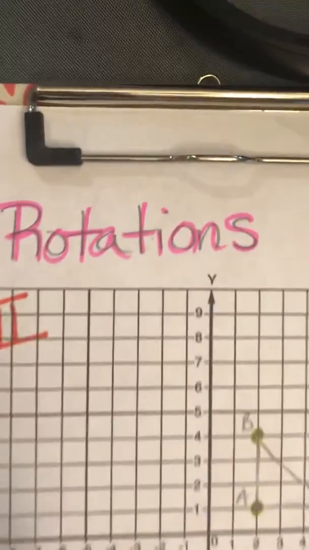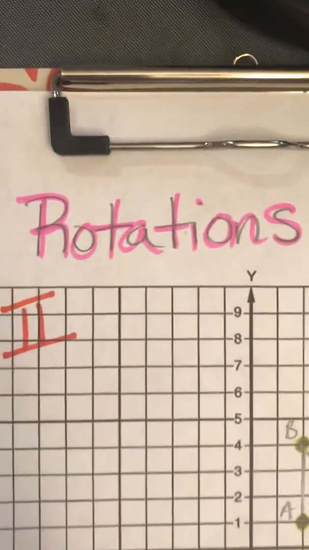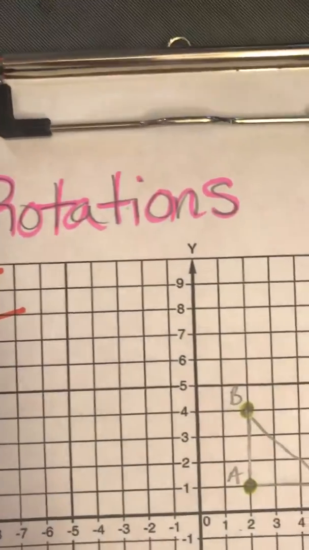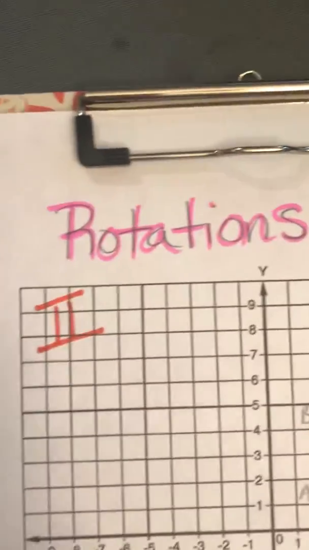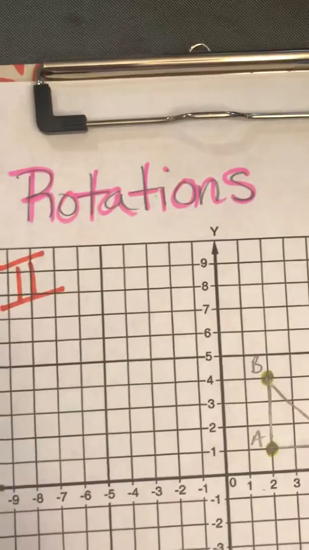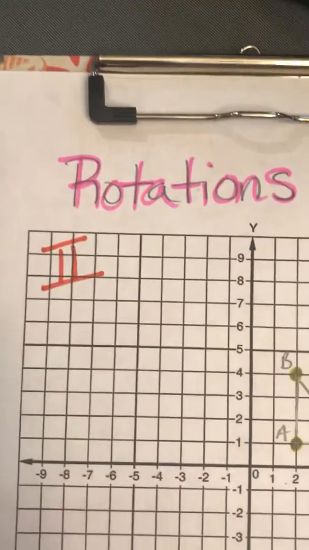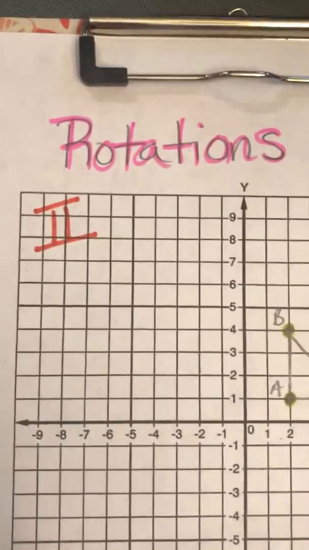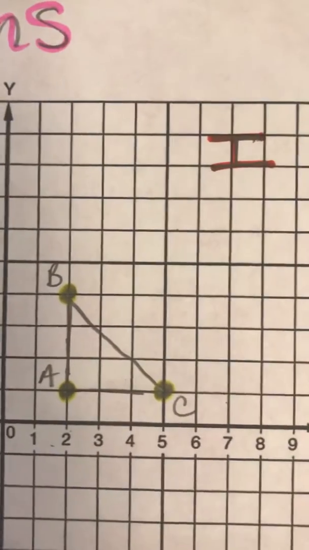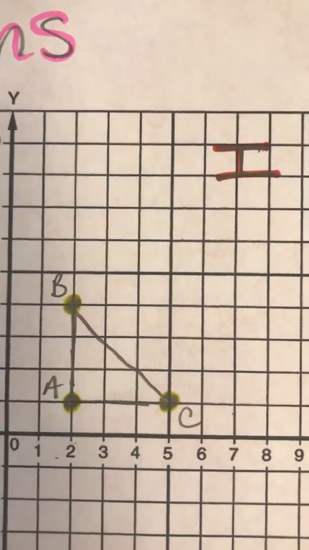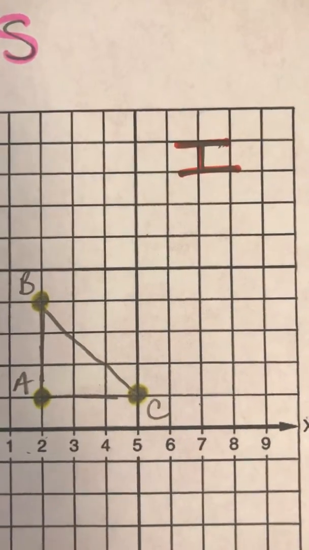Okay guys, today we're going to do a quick video on rotations. If you happen to have a piece of graph paper at home, or you can print one and work along with me, that would be awesome. Now would be a great time to pause and go do that. What you'll notice is I have a triangle, a right triangle, ABC, which is in quadrant 1.